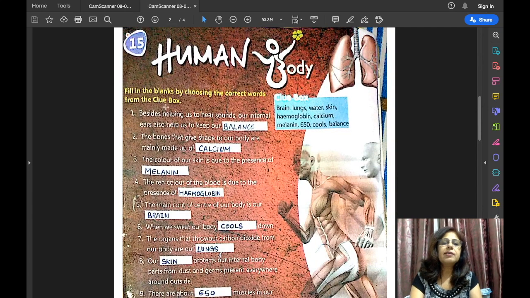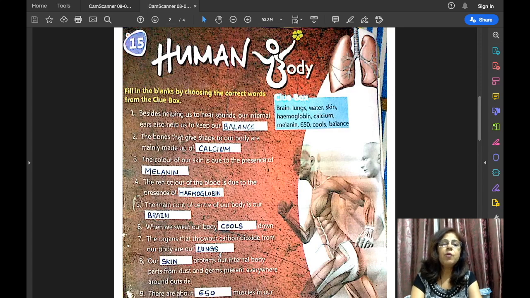Fill in the blanks by choosing the correct words from the clue box. A few words are given in the clue box regarding the human body. You have to choose the correct word and write it in the box. Number 1, besides helping us to hear sounds, our internal ears also help us to keep our balance. So ears help us to hear, and along with that they also help us to keep our balance.